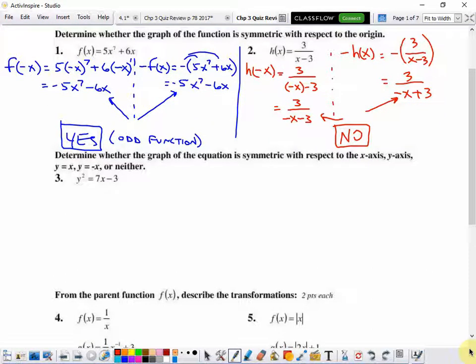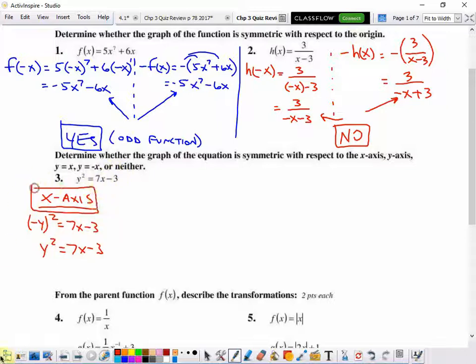Number 3, we're checking some more types of symmetry. We're going to decide if this function has symmetry with respect to the x-axis. If there is symmetry with respect to the x-axis, then every y value that exists on the graph, its opposite y value will also exist. So we check it by plugging in the opposite of y, and we see if we can algebraically make it match the original function. Negative y squared is exactly the same thing as y squared. The left side matches the original. This right side matches the original. There is symmetry with respect to the x-axis.